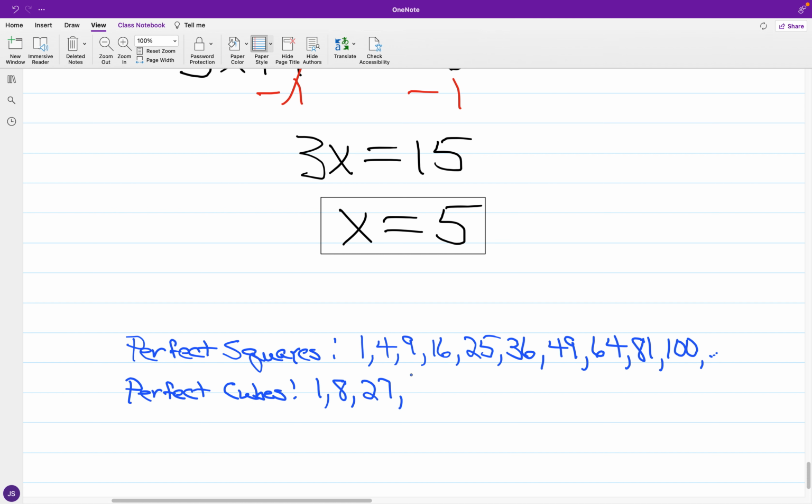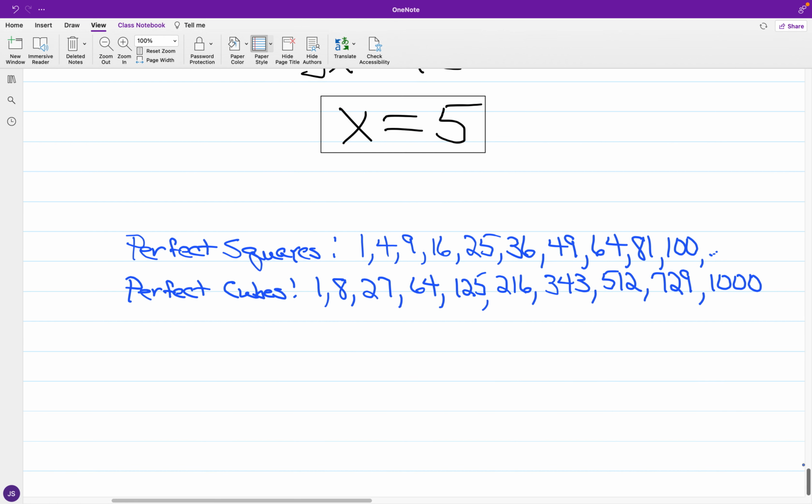4 cubed, 4 times 4 times 4, or 16 times 4, gives us 64. And 5 cubed, we have 25 times 5. 6 cubed would be 36 times 6, which is 216. 7 cubed would be 49 times 7, which is 343. And the cube of 8, or 64 times 8, is 512. And again, the number we dealt with earlier, 9 cubed, or 81 times 9, we have 729, and 10 cubed, or 100 times 10, so we have 1000.